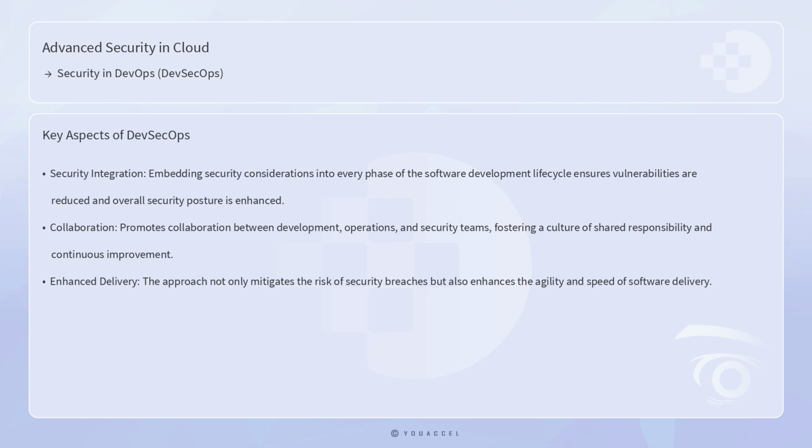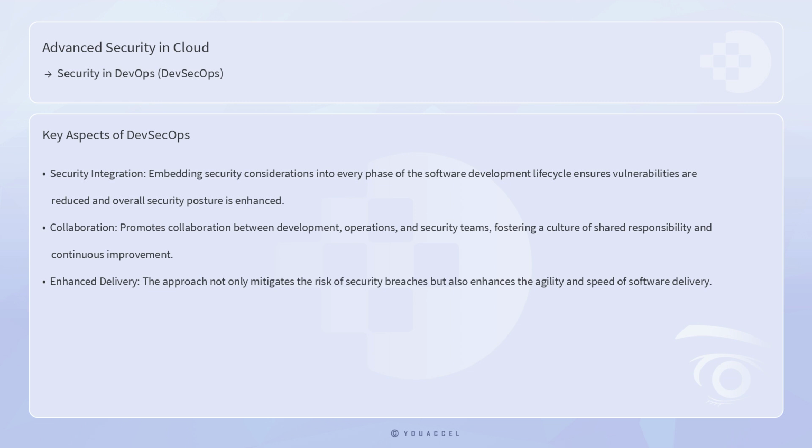DevSecOps fundamentally shifts the traditional security paradigm by embedding security considerations into every phase of the software development lifecycle. This approach ensures that security is incorporated from the planning phase through to deployment, reducing vulnerabilities and enhancing the overall security posture. The DevSecOps model promotes collaboration between development, operations, and security teams, fostering a culture of shared responsibility and continuous improvement. This approach not only mitigates the risk of security breaches, but also enhances the agility and speed of software delivery.